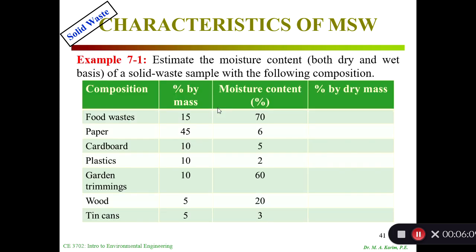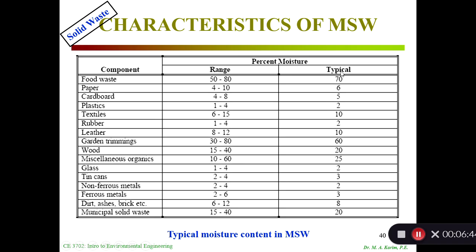So here is example 7.1. Estimate the moisture content, both dry and weight basis, of a solid waste sample with the following composition. Food waste 15%, paper 45, cardboard 10%, plastic 10, garden trimmings 10, wood 5, tin 5. This probably adds up to 100, right? The moisture content in terms of percentage: food waste looks like 70% moisture and 30% solid. These moisture contents came from the table that we saw earlier.